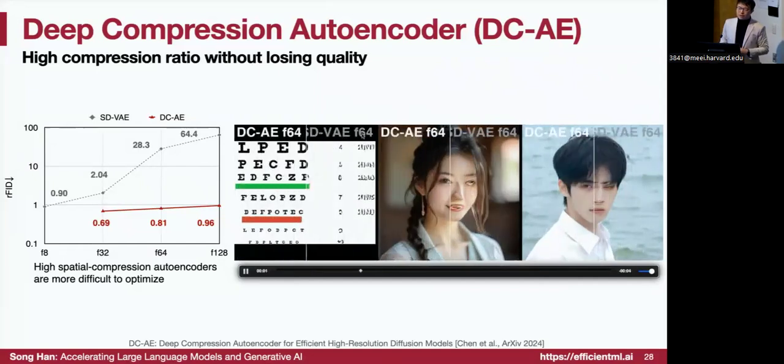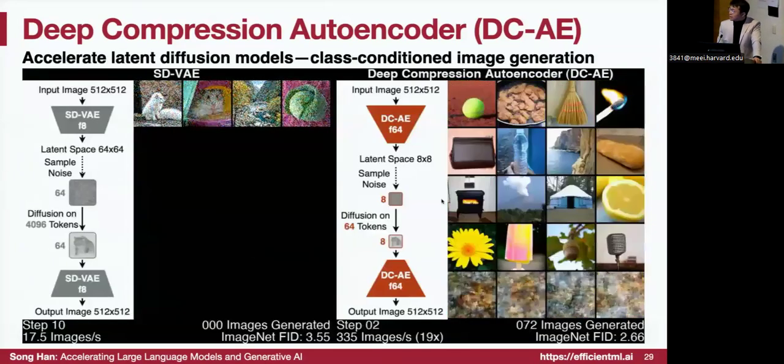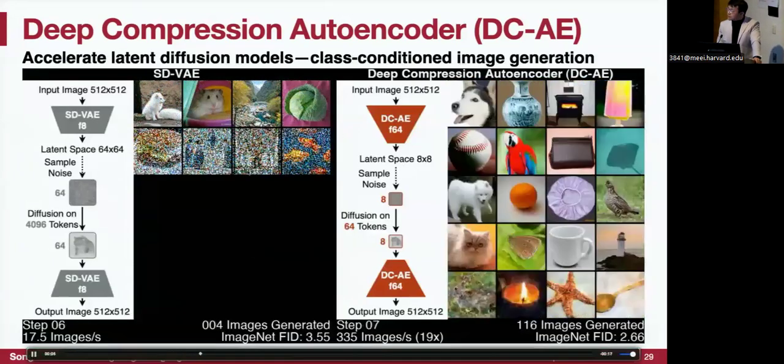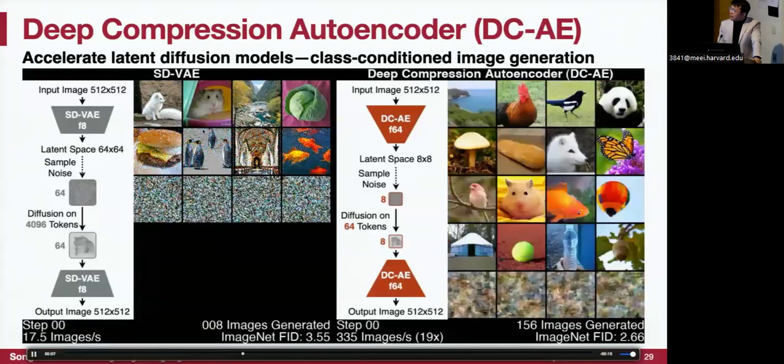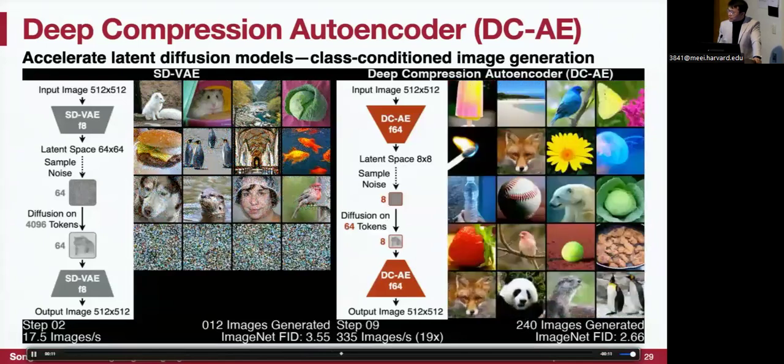Under 64 by 64 compression ratio, Stable Diffusion's autoencoder is very poor quality, but ours very well maintained quality. And using this deep compression autoencoder, we can build a much faster diffusion model. Here is the baseline diffusion model, this is Stable Diffusion. You see the speed is very slow. It can generate 17 images per second.